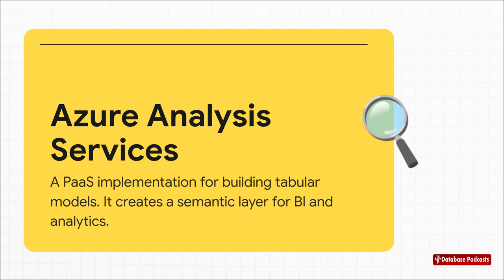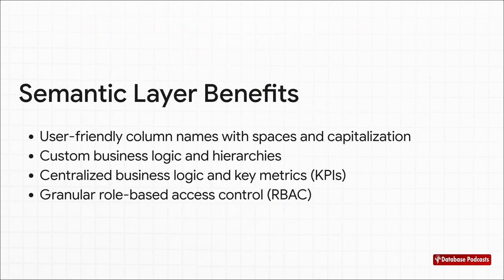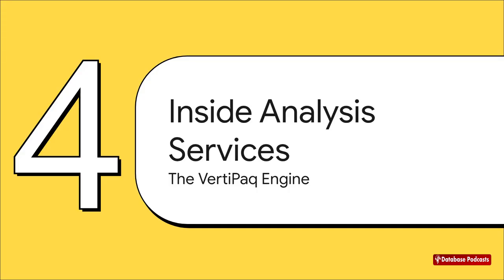It's a fully managed service that lets you build this powerful, centralized data model that sits right between your data warehouse and all your end users. So what does the semantic layer actually do for you? Well, it's a total game changer. It translates those cryptic database column names into friendly business terms people actually understand. It lets you define your key metrics and KPIs in one place, just once. And most importantly, it gives you a single, secure, high-performance version of the truth that everyone in the company can rely on.